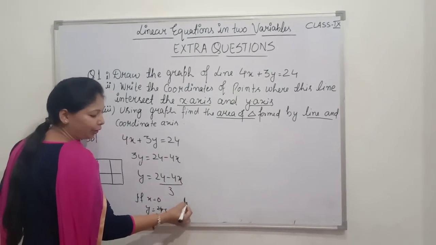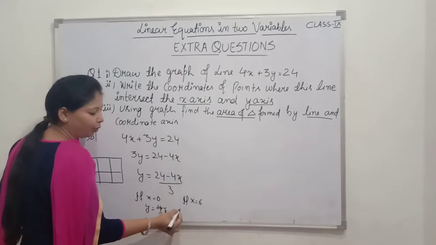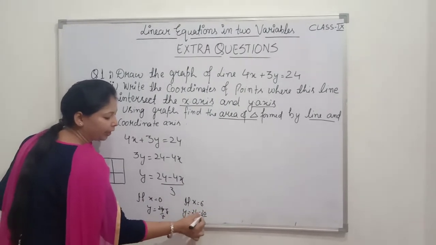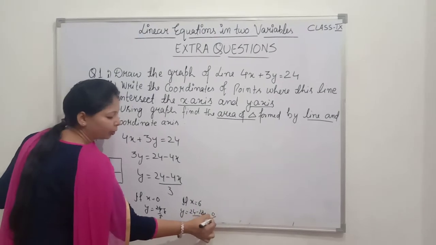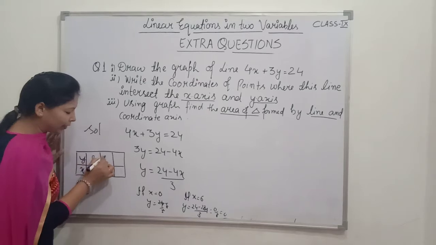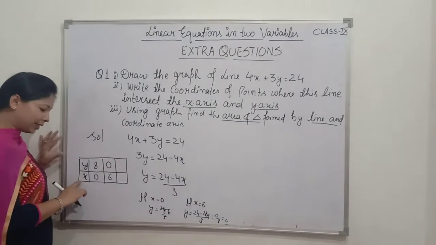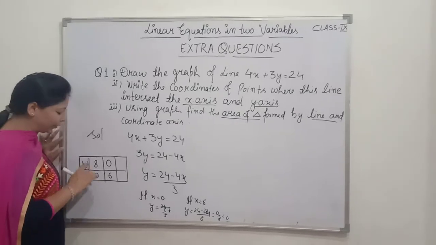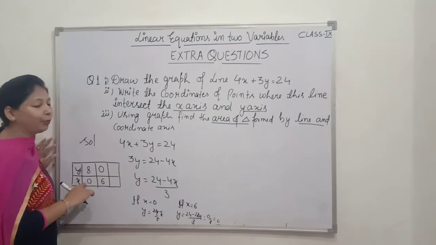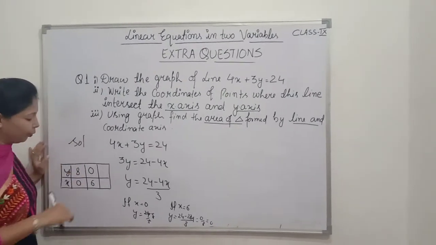Okay. So if I take x equal to 6, that means 6 fours are 24, y becomes (24 minus 24) upon 3, that is 0 upon 3, which is 0. So this is my main motive: once I want to get x equal to 0 and once I want to get y equal to 0. These two zeros give me the points on the x-coordinate and the y-coordinate.